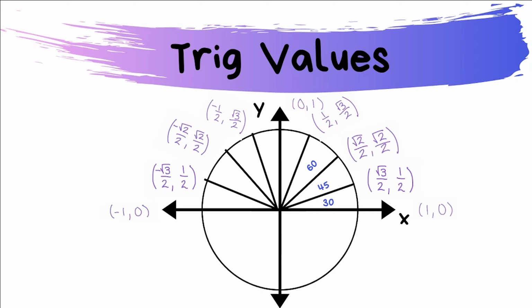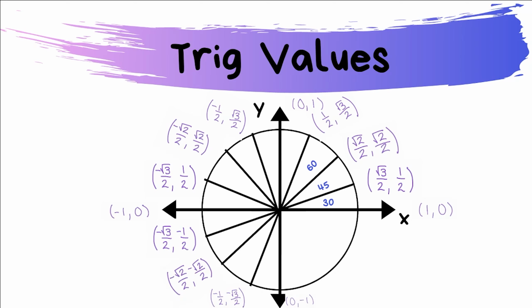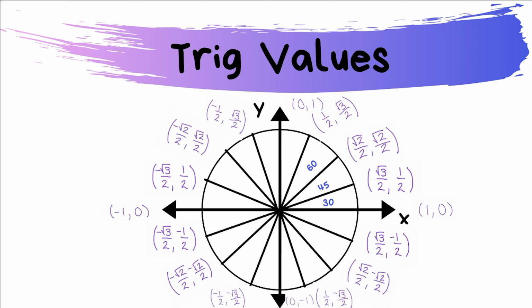We can see that in the second quadrant, the x values are negated and the y values are still positive. So we need to take this into account for our sines and cosines. In the third quadrant, both the x and y values are negative. And finally, in the fourth quadrant, the x value is still positive, but the y value is negated.